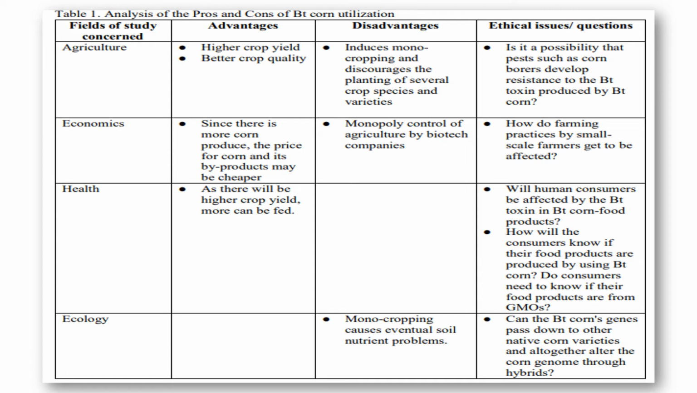Next, we have health. Okay? And the advantage, there will be higher crop yield, more can be fed. Ayun. Yun yung advantage talaga. Since marami ang pwedeng ma-produce, marami ding pwedeng mabigyan at mapakain. Wala itong disadvantage. But the ethical issues for this is that, will human consumers be affected by the Bt corn or toxin in Bt corn food products? Nasagot natin kanina, walang adverse effect according to researches. And how will the consumers know if their food products are produced by using Bt corn?